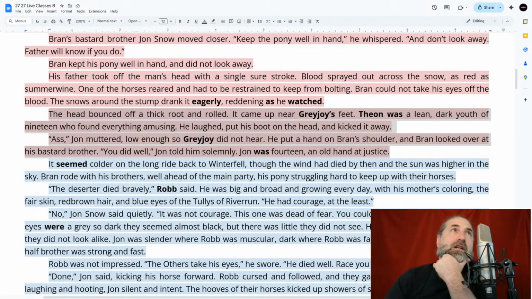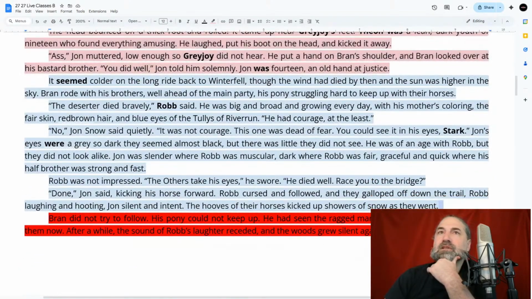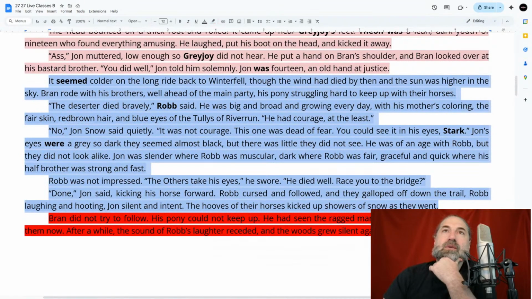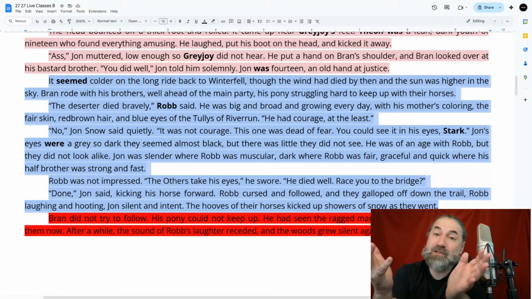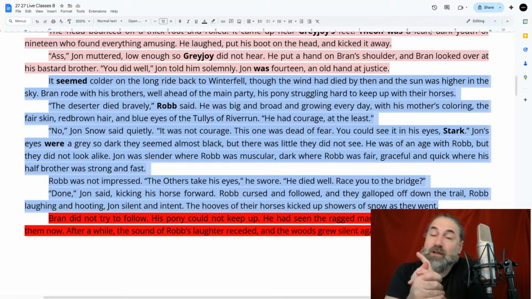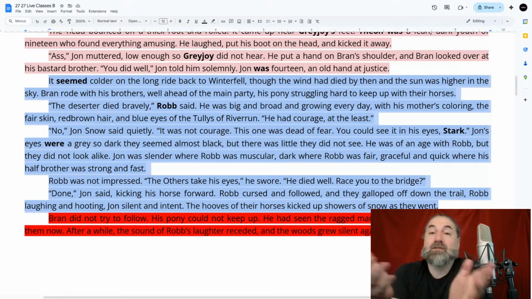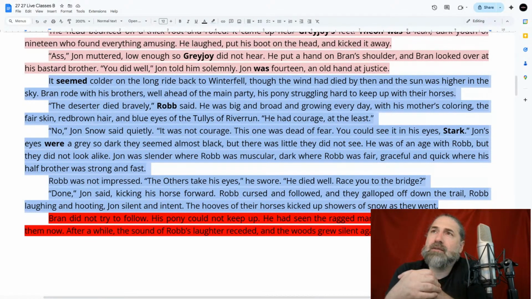All right, and then moving on to the resolution. After the beheading, okay, we basically get a little conversation between Robb and Jon, and they're qualifying what just happened. Like, was this right? Was this wrong? The deserter died bravely. Robb said that's creating a position. Hey, he took his execution bravely. That's important, which is important to Robb. This is a position. All right.